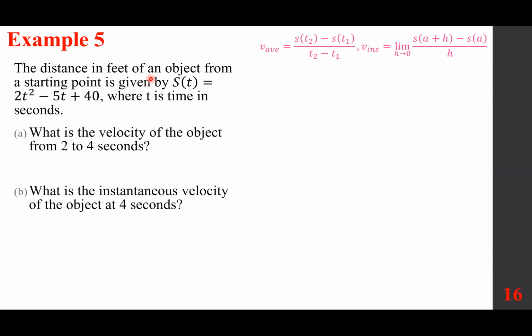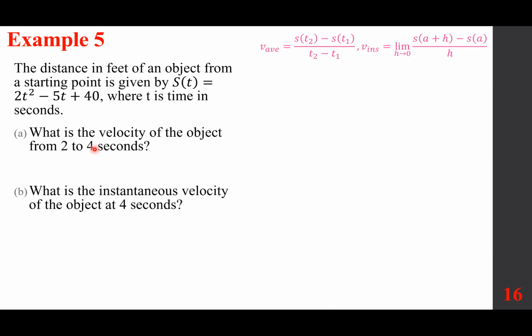The distance in feet of an object from a starting point is given by s of t, sometimes they may call it f of t, equals 2t squared minus 5t plus 40, where t is time in seconds. What is the velocity of the object from 2 to 4 seconds? I want to stick with that for now because this is elementary algebra. And basically, you divide the total distance by the total time, and that gives you the rate or speed or velocity.